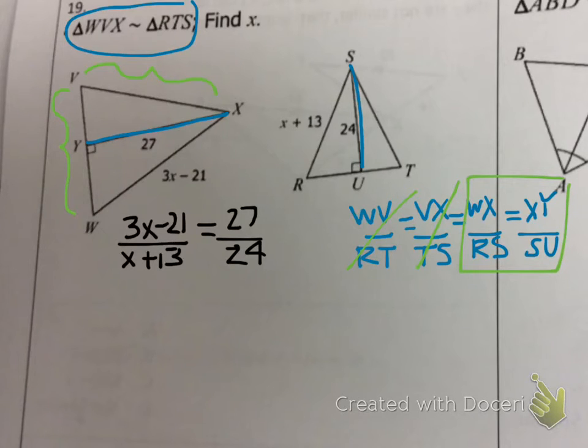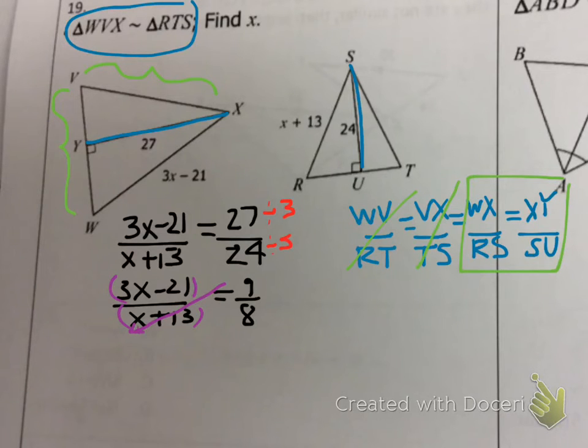You can right away cross multiply. I'm actually going to reduce my fractions, divide both of these by 3. So I would still have 3x minus 21 over x plus 13, and that's equal to 9/8. So from here, cross multiply. Make sure you put the two terms in parentheses, so 9 times x plus 13, and that's equal to crossing over and multiplying 8 times 3x minus 21.